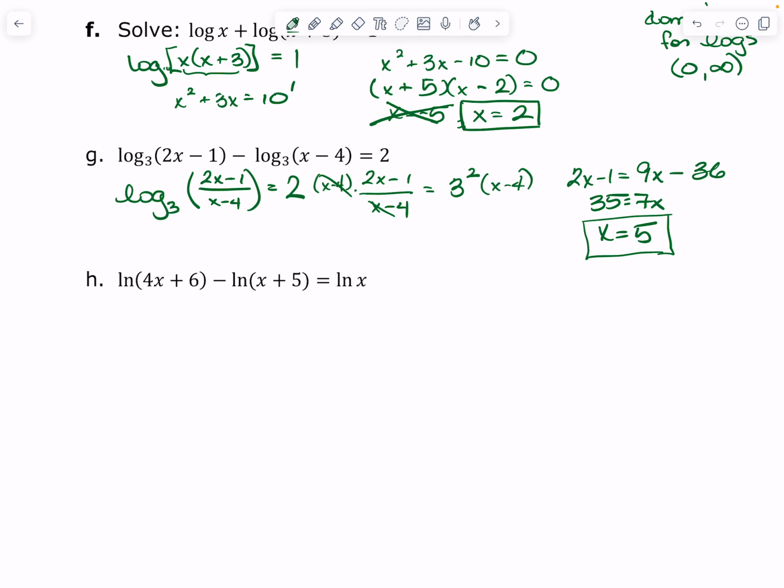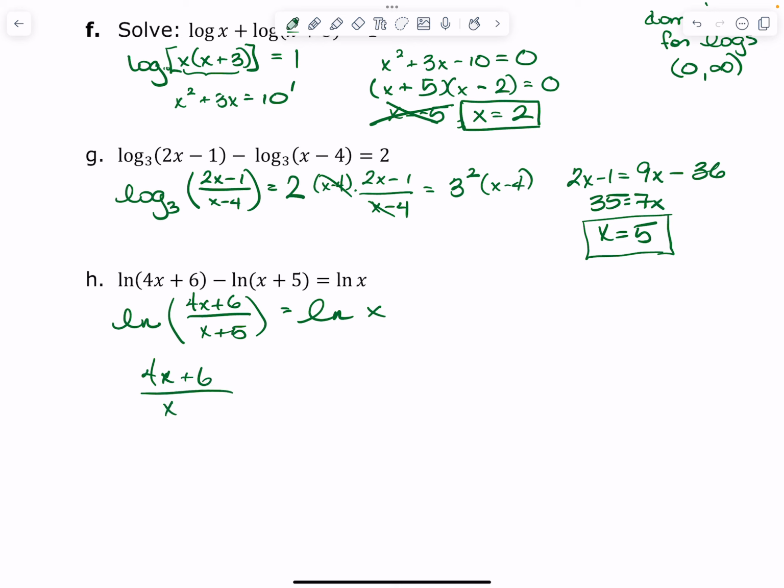Down to our very last one. I got the natural log. And again, a lot of times these look gross. They're really not that bad. So I'm going to use the quotient property. And then realizing that if I'm taking the natural log on the left-hand side, and that's got to equal the natural log on the right-hand side, then that argument on the left-hand side just has to equal the argument on the right-hand side.